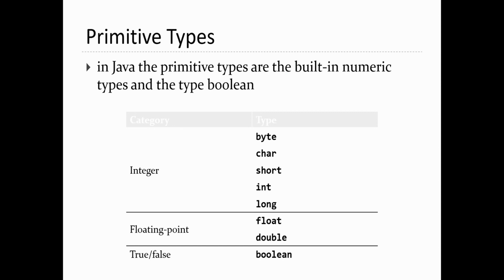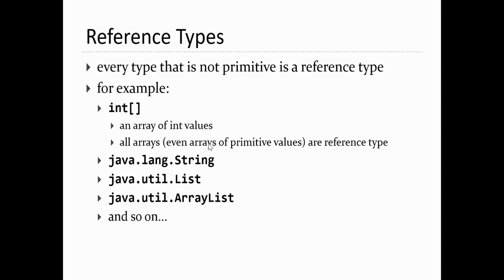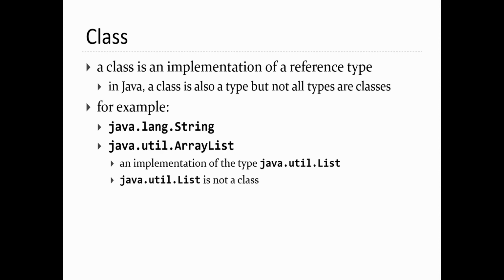OK, you know that there are primitive types. So int is a primitive type. And you know that there are reference types. So if it's not a primitive type in Java, it's a reference type. Arrays are reference types. String, list, array list, and so on and so forth, those are all reference types. And there's a difference between a reference type and a primitive type. And I'll actually tell you precisely what that difference is in a few slides.